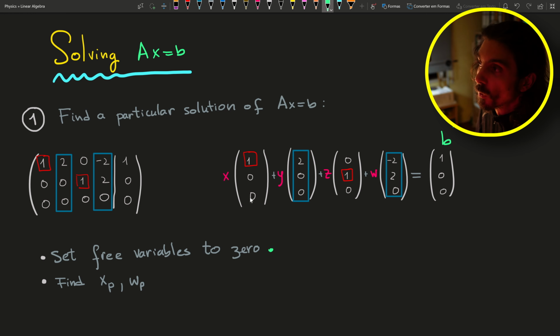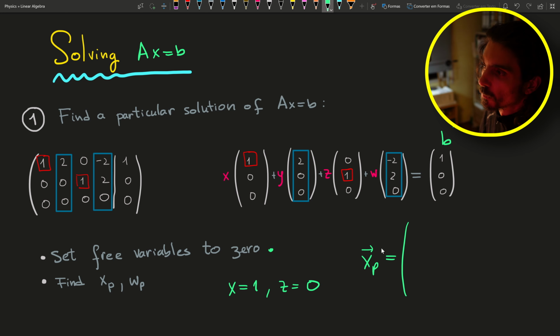Looking at the columns, it's quite easy to see, because if I choose x equal to 1 and z equal to 0, well, I get 1, 0, 0, and this is 0. Well, that is equal to 1, 0, 0. So we have a solution. So a particular solution, the vector xp, must be 1, 0, 0, and 0.